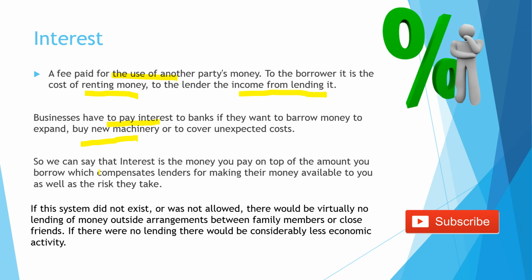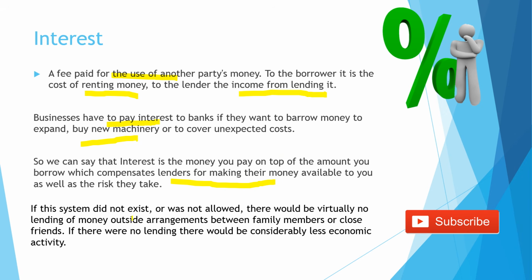So we can say that interest is the money you pay on top of the amount you borrow, which compensates lenders for making their money available to you, as well as the risk they take, because they're not sure if you will be able to afford to pay them the money back. That's a big risk they are taking. In return, they want some money for it, which is interest.